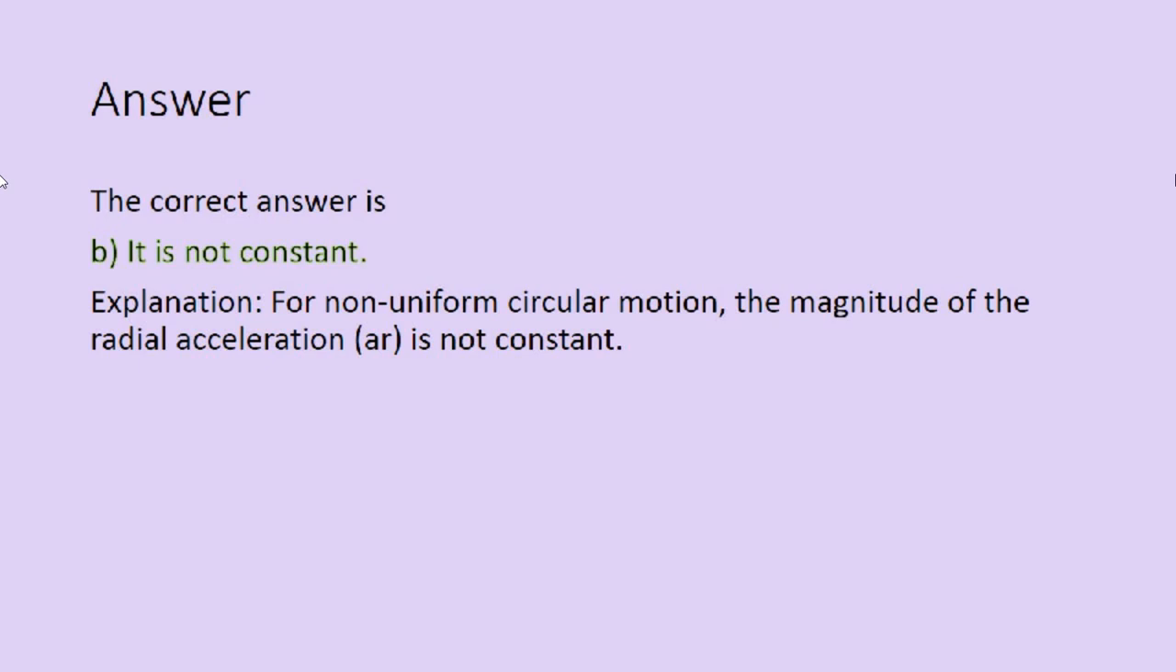Explanation: for non-uniform circular motion, the magnitude of radial acceleration, which is denoted by AR, in some text it is written as AR, or in some text it is A suffix R, so don't confuse. It is the same thing, it is not constant.